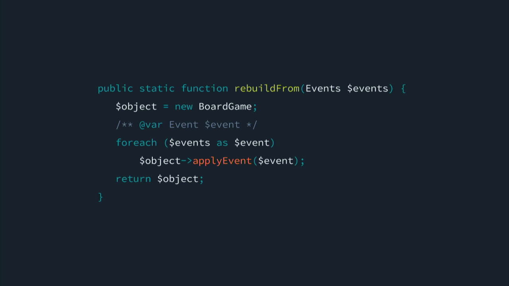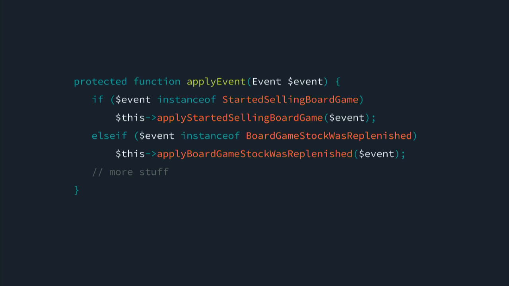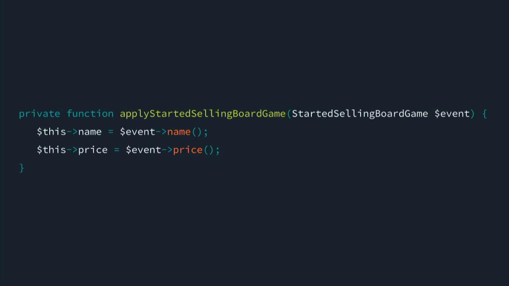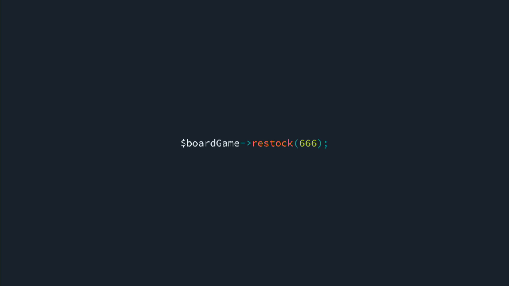It's very easy, honestly. So we instantiate the board game, and then we apply every event. And this apply method looks like this. It's the most simple thing ever. Again, it just checks if the instance of the domain event matches this one, and then it applies. And then in the apply method, it literally just assigns the values to those properties, right? And then we can start changing them again or do whatever.